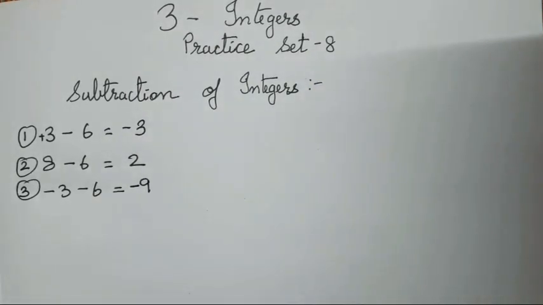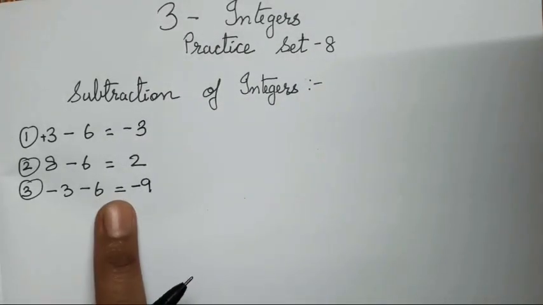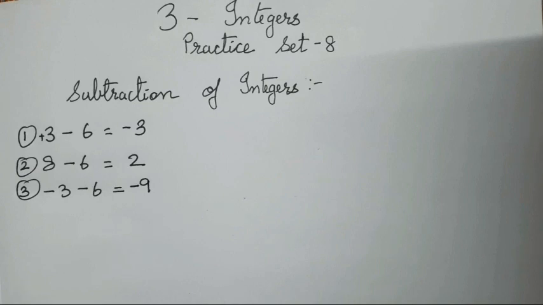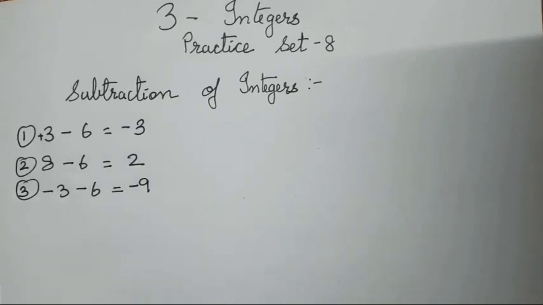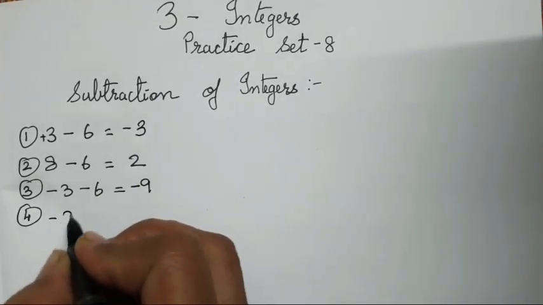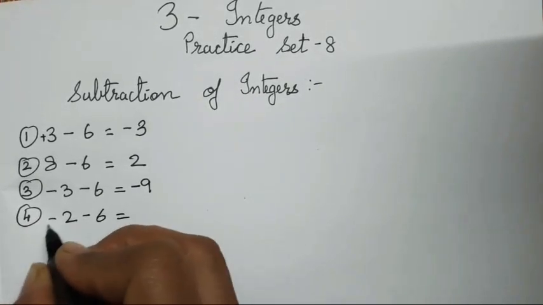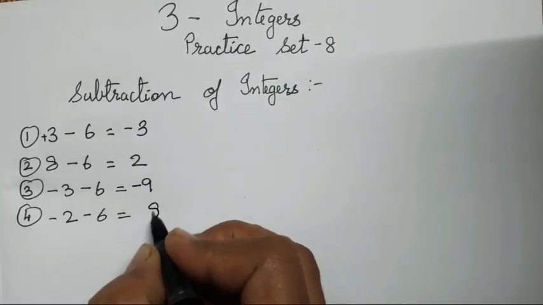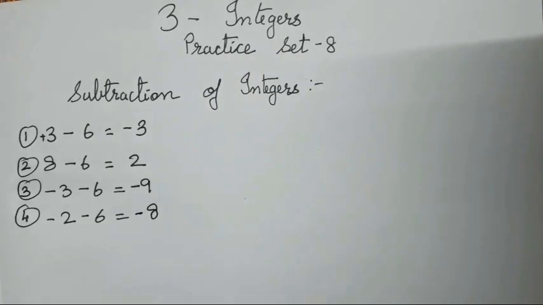Okay, so the same rules you will see we have used for the addition of integers. Whatever I am speaking now, the pattern I have explained, the same thing we have done in the addition. The link of that video has been given in the description box. Fourth one is minus 2 minus 6. So minus and minus will be plus. 6 plus 2 is going to be 8, sign of the bigger number.